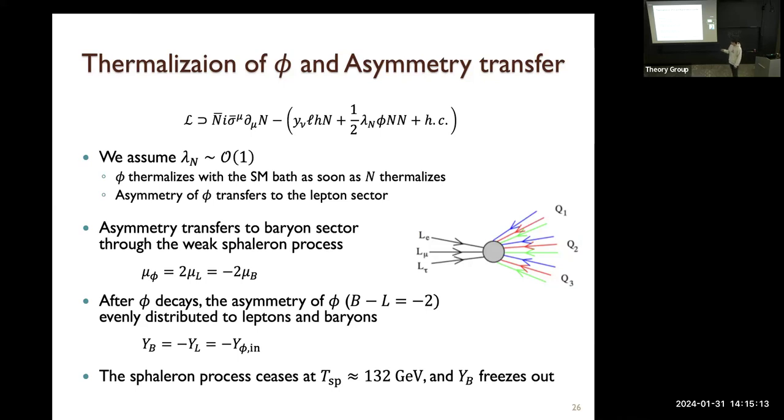And after phi decays, the asymmetry of phi is evenly distributed to the leptonic sector and the baryonic sector. So after phi decays, Y_B equals minus Y_L, and this number is exactly the same as the initial value of Y_phi before the thermalization after the AD mechanism. This is, of course, from B minus L, like there are two charges. So one goes to here and the other goes to here.